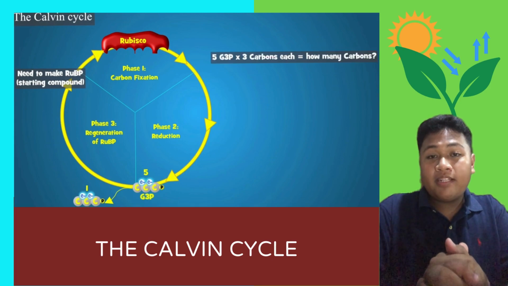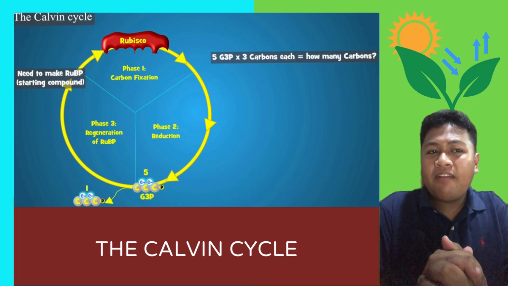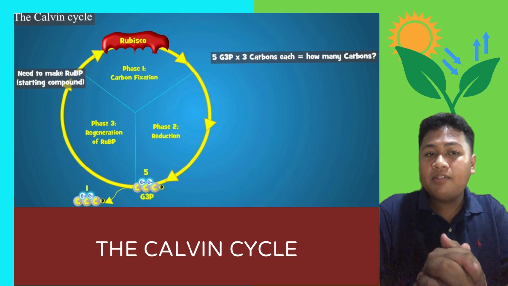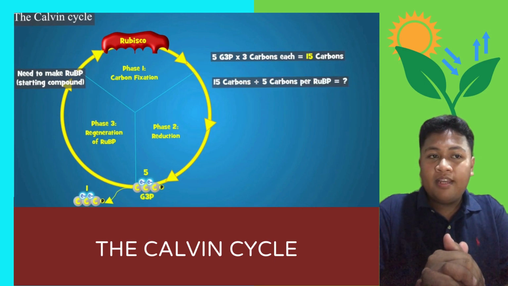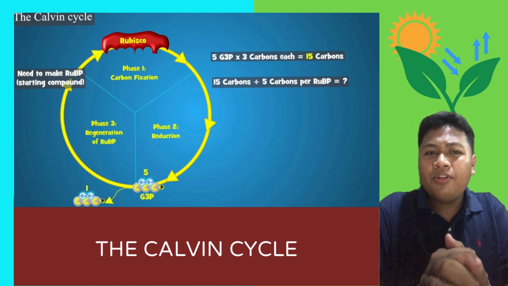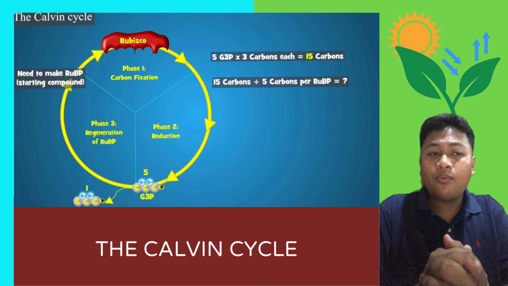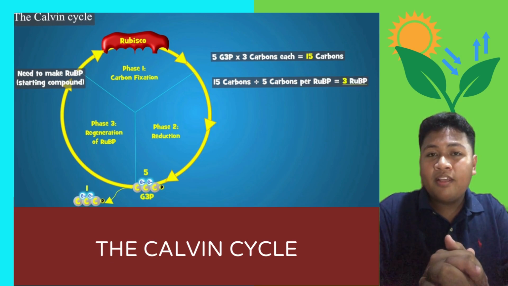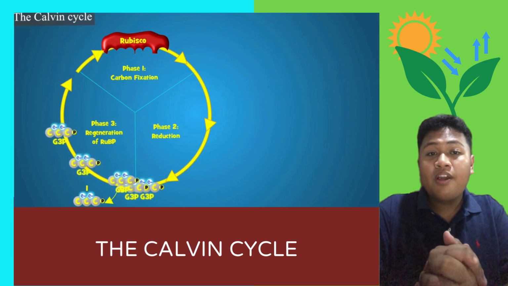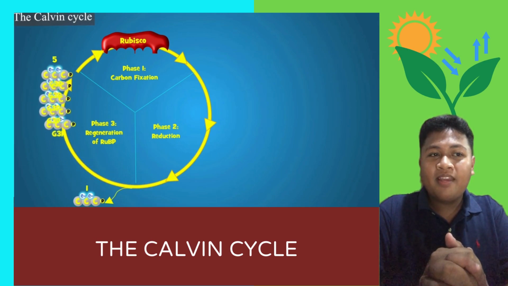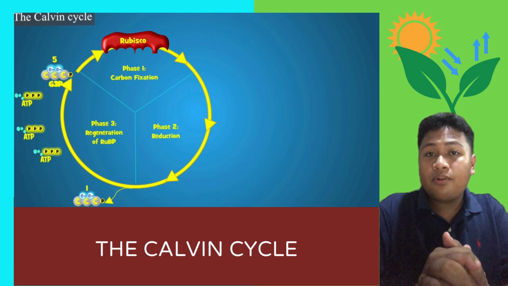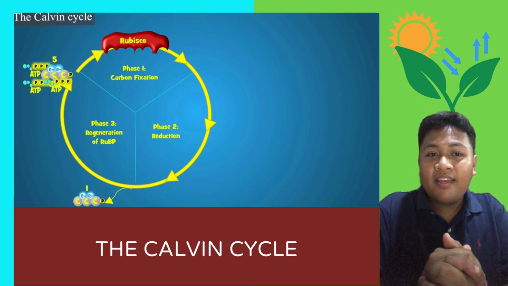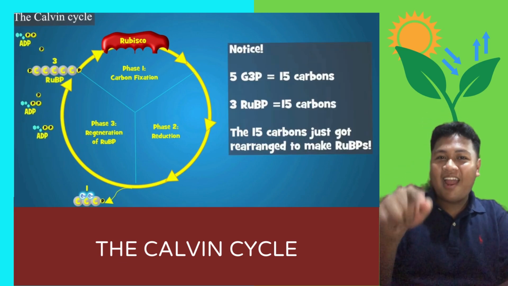I'll give you a moment to calculate this. If there are 5 G3P molecules and 3 carbons in each, how many carbon atoms are there overall? Now that you already know the answer, how many 5-carbon RuBP molecules can we create with those carbon atoms? You must have realized that we can produce 3 RuBP molecules. It takes energy to accomplish this. Can you surmise the source of that energy? If you said ATP, you are right.